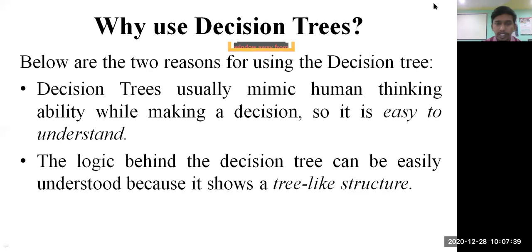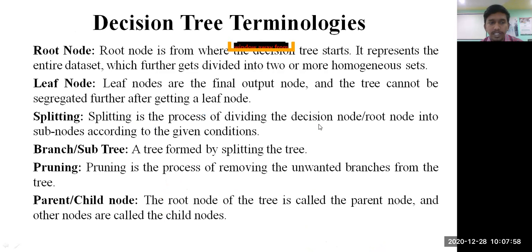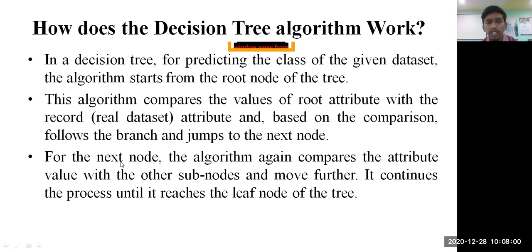Accordingly, you can see here, suppose I'm talking about this step, initially we will talk about what is the root node, that is the main criteria in your decision tree, and accordingly it will try to come to the subtree, and it will try to make some decision, then it jumps to the next branch and makes some decisions. For the next node, the algorithm again compares the attribute value with the other subnodes and moves further. It continues the process until it reaches the leaf node of the tree. Once a leaf node is reached, it will check whether the output has occurred, and it will go for the next subtree.